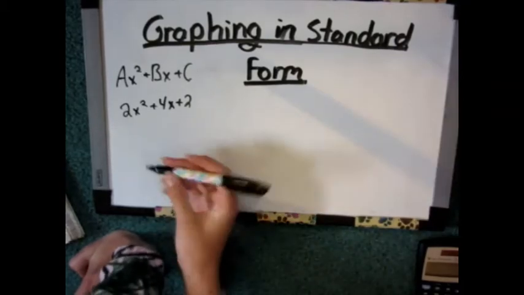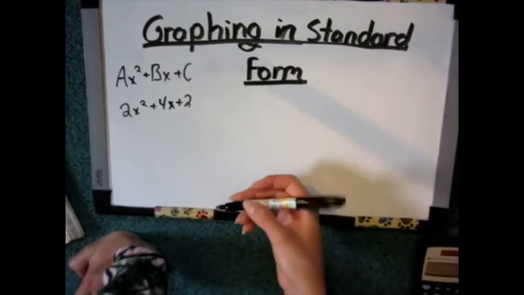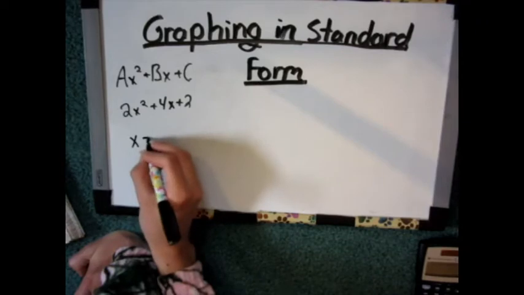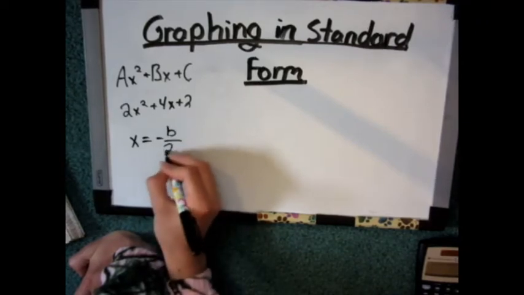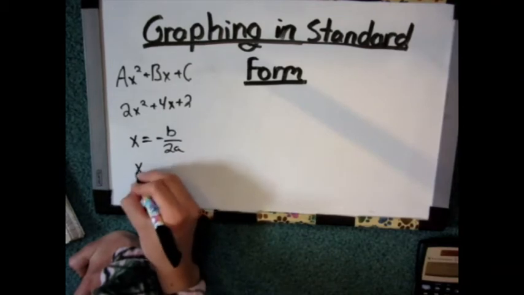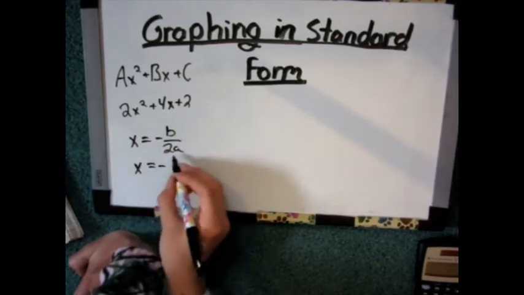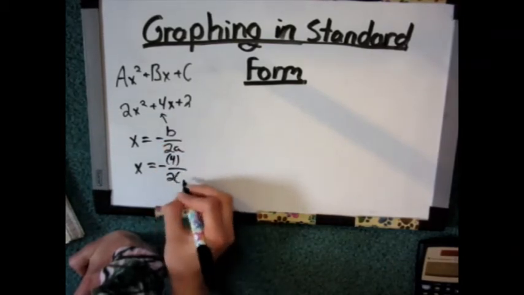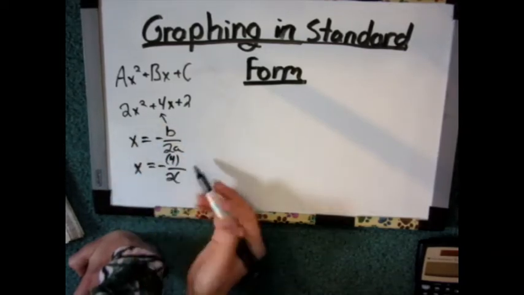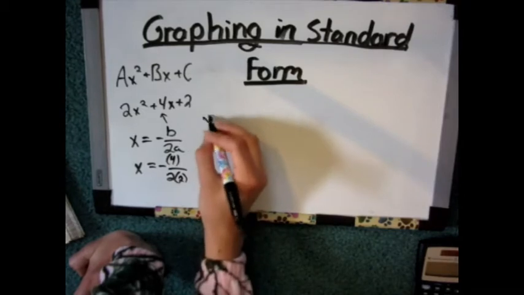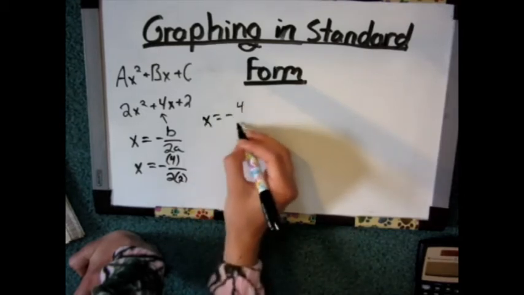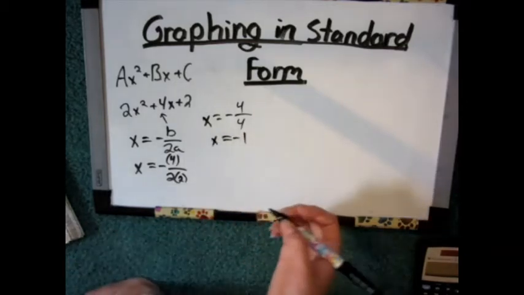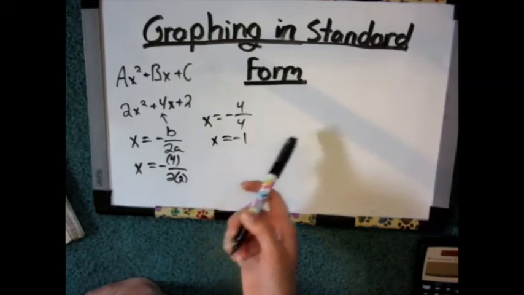Alright, and to actually graph these, we're going to first want to get an x value for this, and to get that you can use the formula x equals negative b over 2a, and then you can plug in your values from that. b is 4, and then 2 times a is 2, so 2 times 2, and then x equals negative 4 over 4, so x equals negative 1.